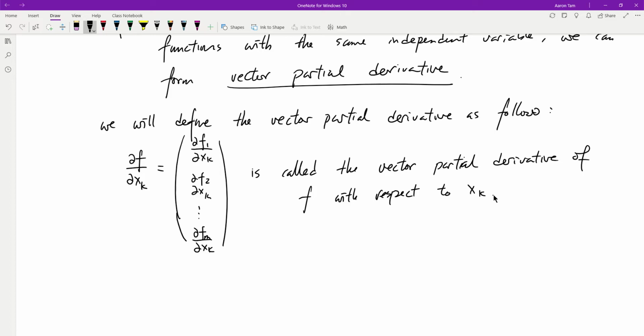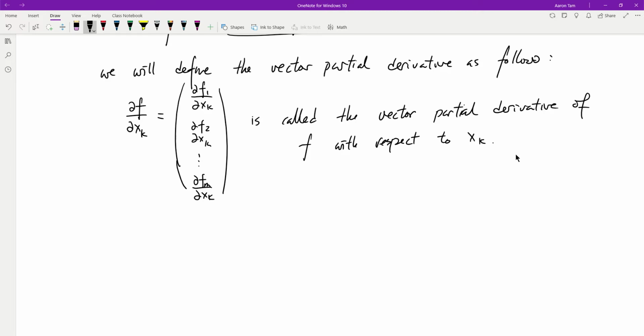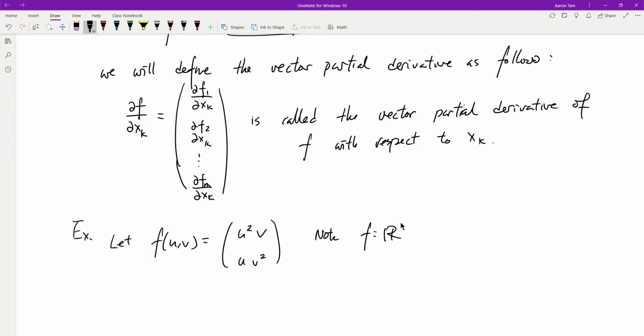Now it might seem confusing, but it's actually pretty simple once you understand the concept of partial derivative. Then you can simply do them the same way. I'm going to show you what you have to do. I'll give you a very simple example. Let's say we have this function right here. I'm going to let f of u, v equal u squared v, u v squared. Note this function f maps from R2 to R2.